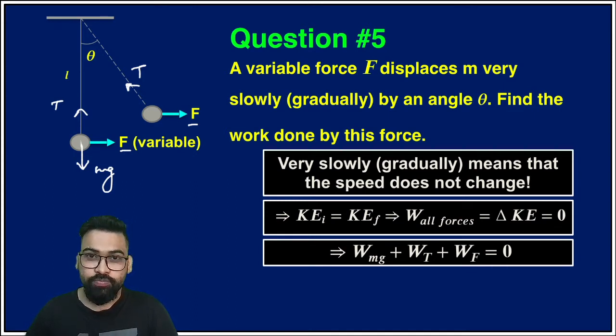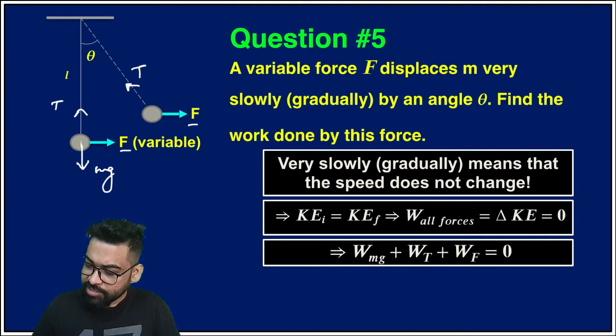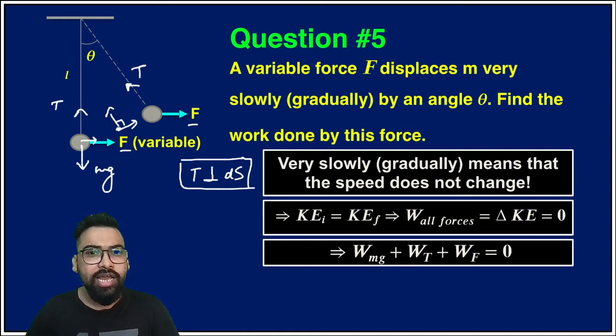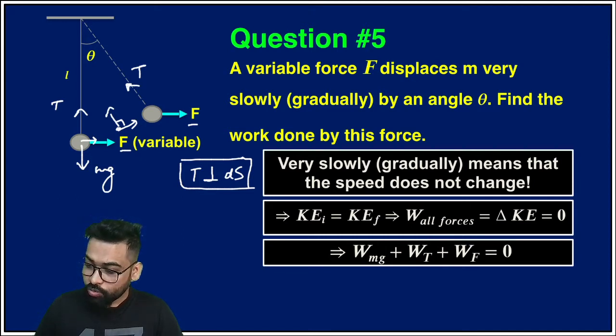Now what can we do? First thing that I will say is that work done by tension is 0 because T is always perpendicular to small little displacements that would be happening. If I go initially, I'm going to go like this perpendicular to T. If I am here, T is here, I'm going to go like this perpendicular. So all the times I can say T is perpendicular to the displacement, and that is why work done due to tension is 0.